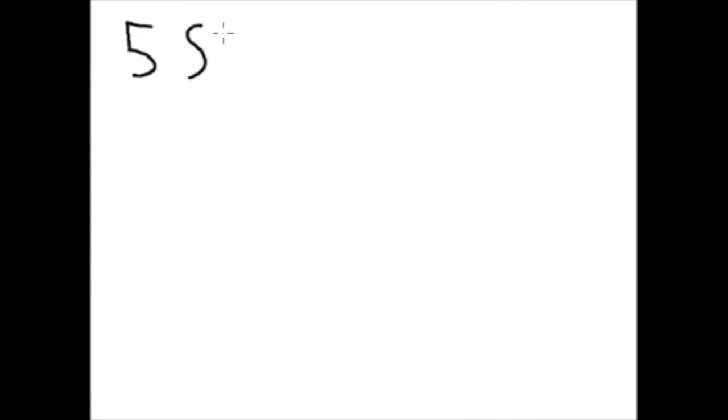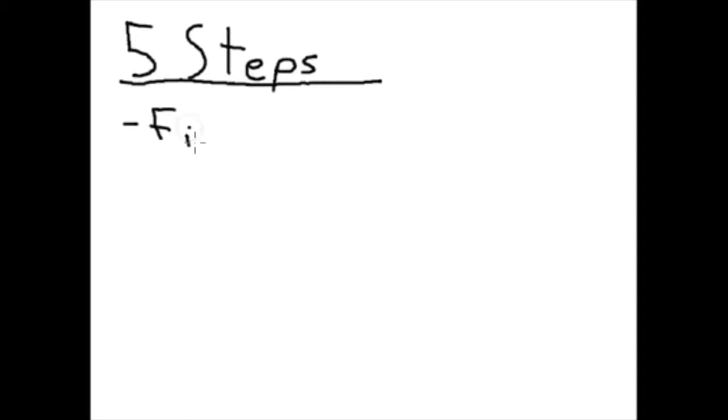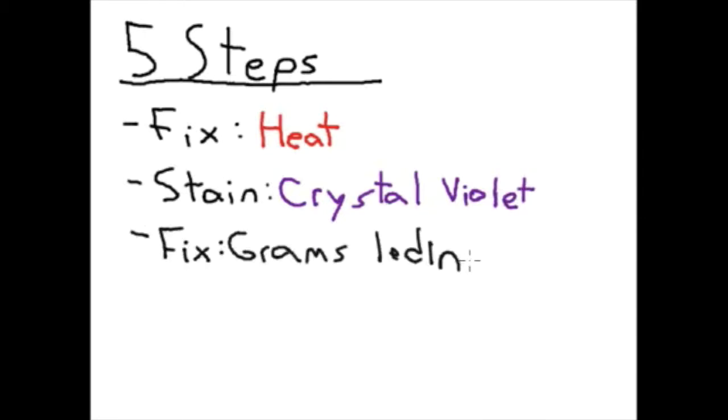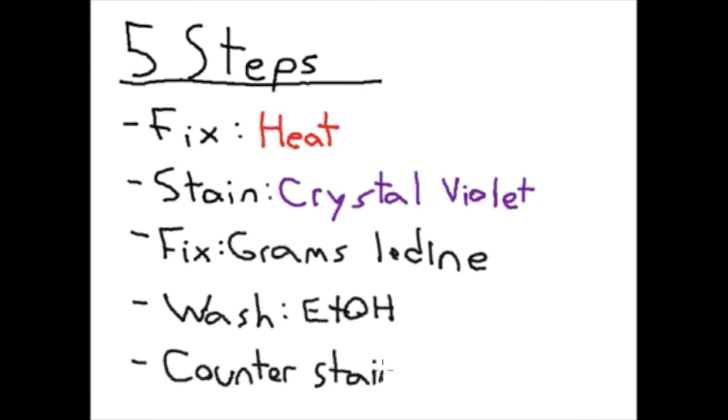There are 5 basic steps to a gram stain: fixation, which includes the application of heat; staining with crystal violet; fixation of the stained bacteria using gram's iodine; washing unbound stain with ethanol; and finally, the counterstain using aqueous fuchsin.